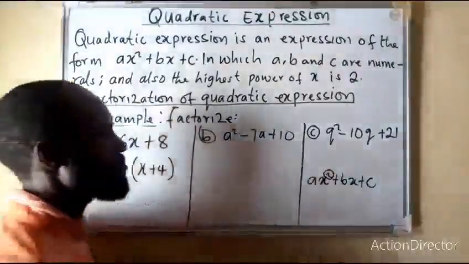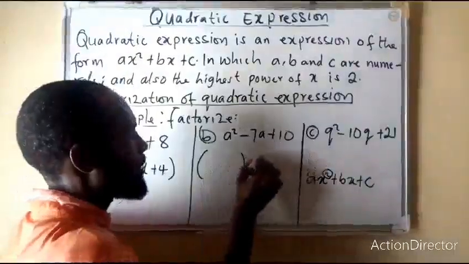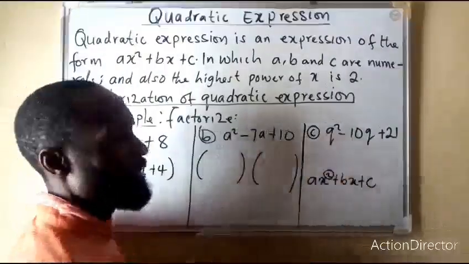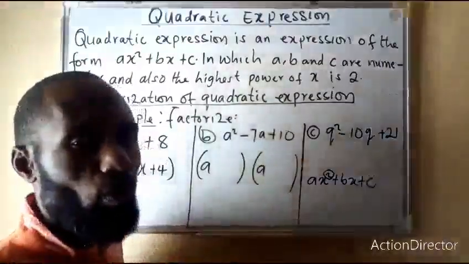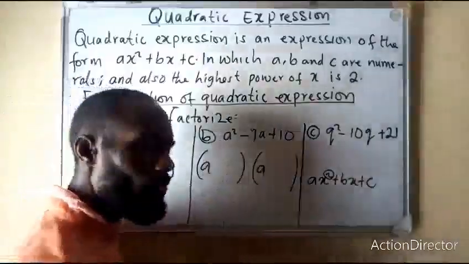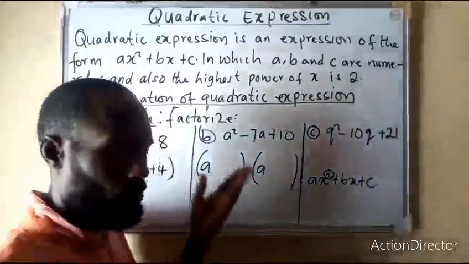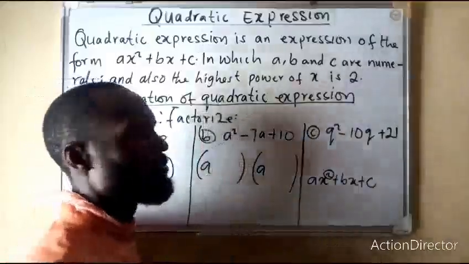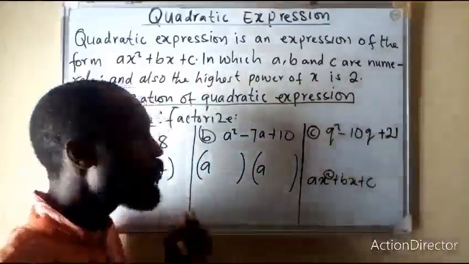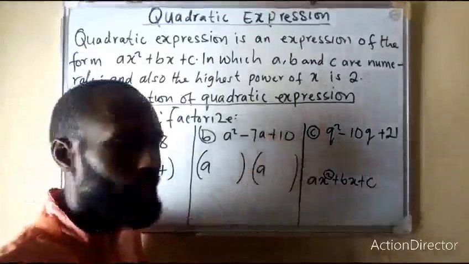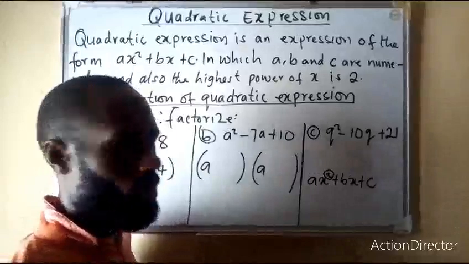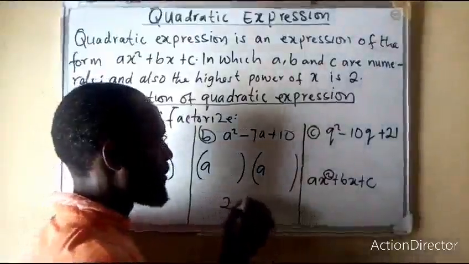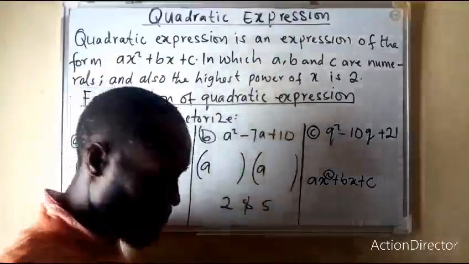The second one, we open our 2 brackets as well. The terms are in a now, so we put a here, and a here. Look at this, it is plus 10, and here is minus 7. So we are going to think of 2 numbers that, if we multiply, we get 10, and if we add, we get 7. Just think of the 2 numbers. I think the numbers are 2 and 5.